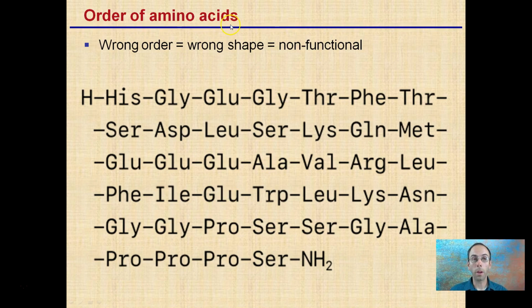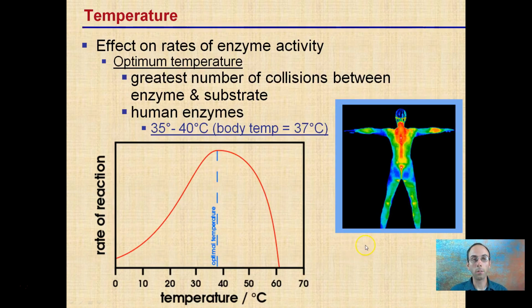So starting with the order of amino acids, the wrong order equals the wrong shape equals it not being functional. So you can see here a list of amino acids listed by their three-letter codes here. And the order that these occur in is very important because that's going to determine the shape, how these interact, and that is going to form either a functional or a non-functional protein. So getting everything in the right order is very important so that the proper shape can be had, so that the enzyme can produce the proper function.